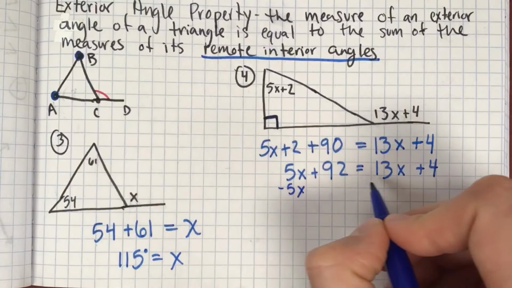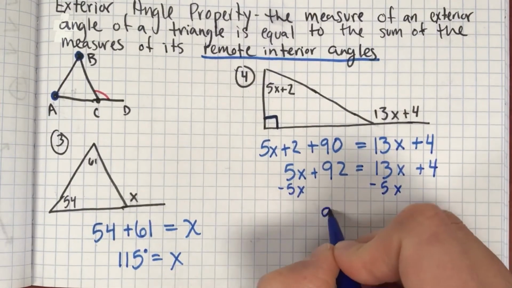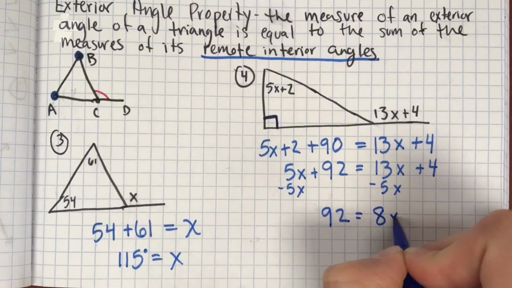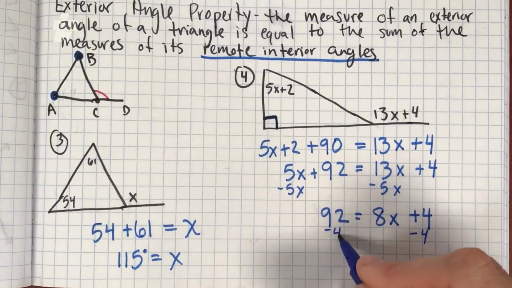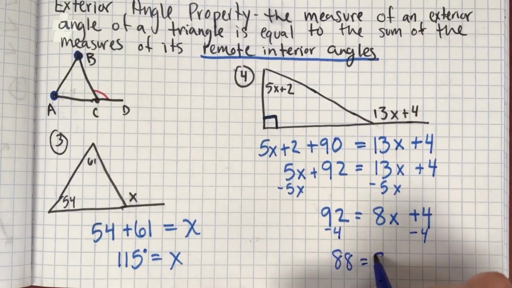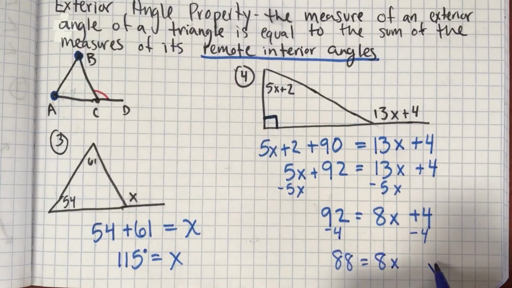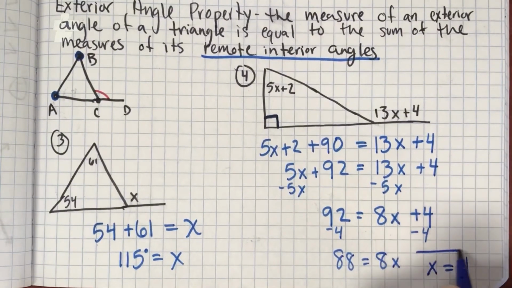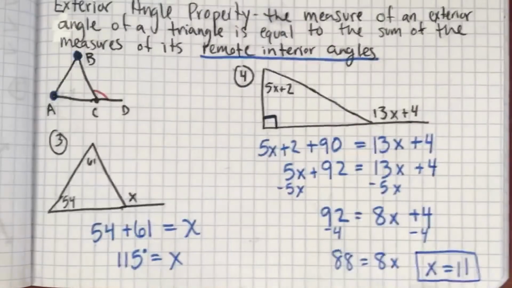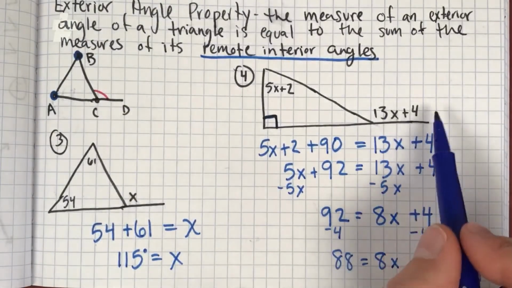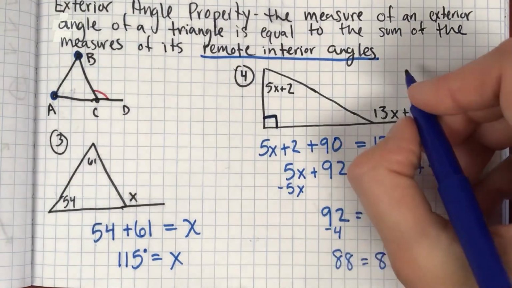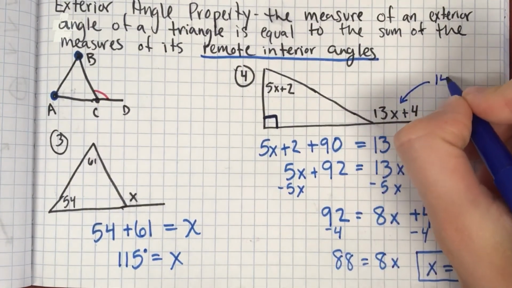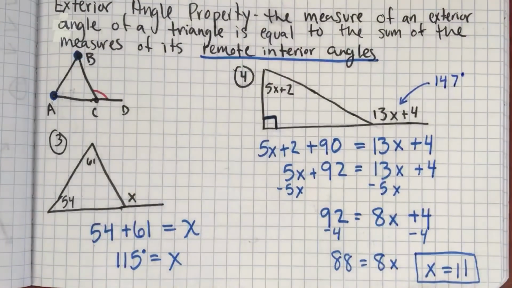So we're going to subtract our 5x. I have 92 equaling 8x plus 4. And when I subtract my 4, we get 88 equals 8x. So x equals 11. Now if I wanted to find this actual angle, we would take 13 times 11 plus 4. So this angle here would be 147 degrees.